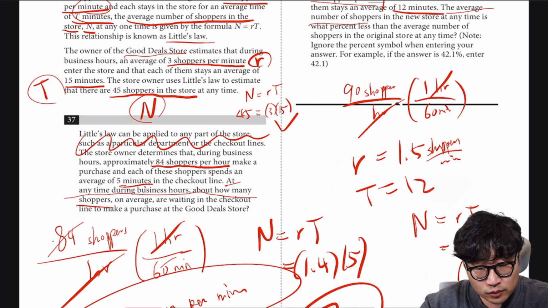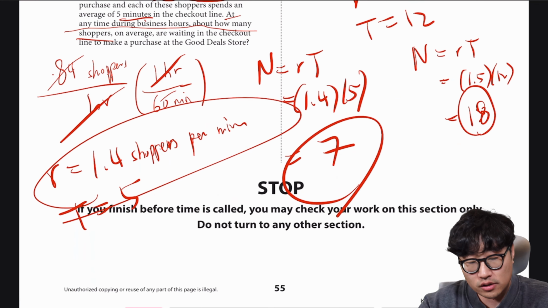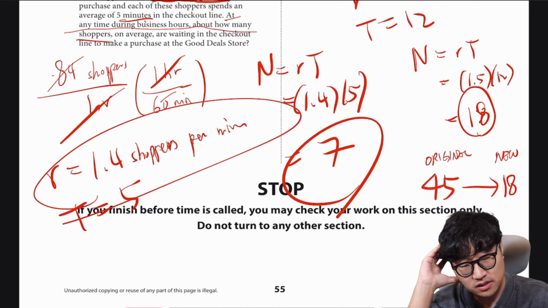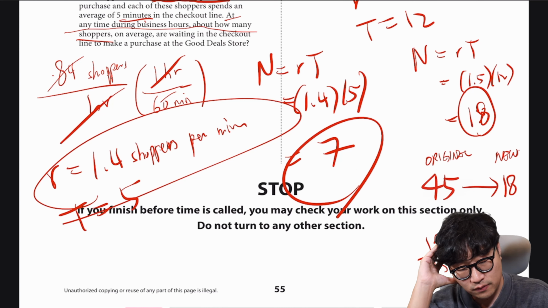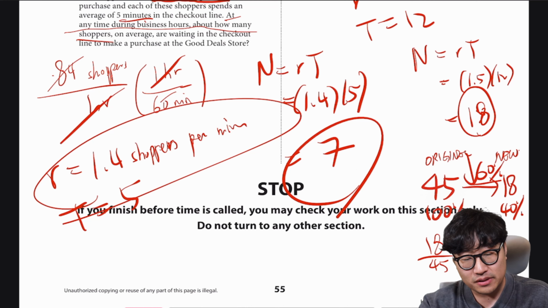The average number of shoppers in the new store at any time is what percent less than the average number of shoppers in the original store? Oh, so we started at 45, but now it's 18, right? This is the original store, and this is your new store. So what's the percent decrease? Just do 18 divided by 45, which is going to be 0.4. Meaning if this is 100%, that's 40%, so it went down by 60%.